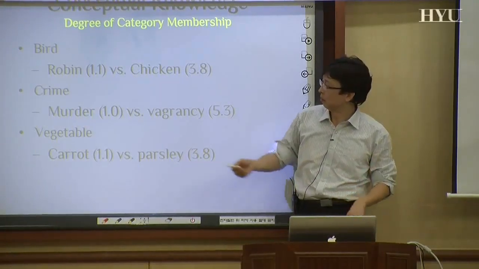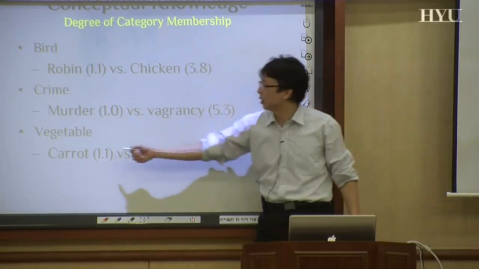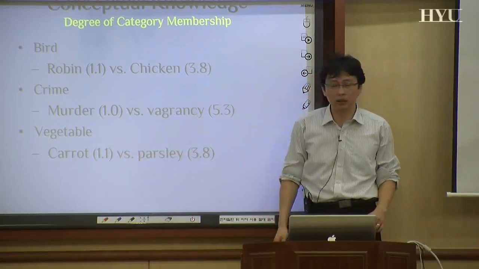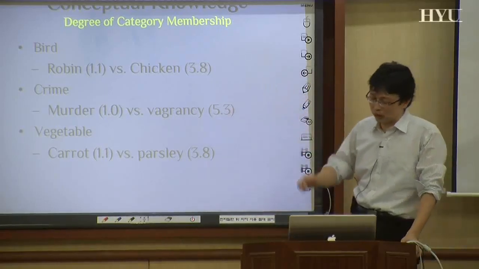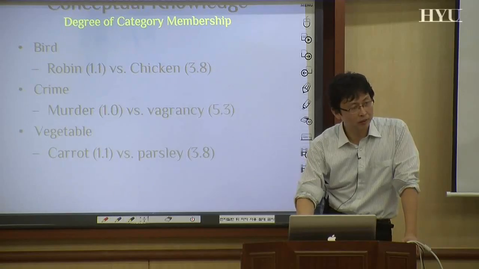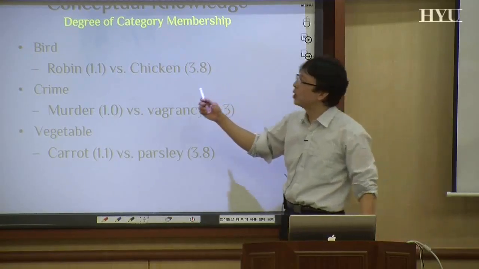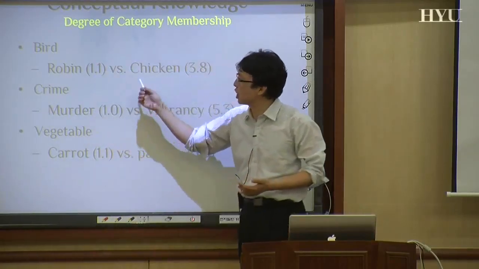And crime is murder, vagrancy is a homeless thingy. So vegetable is carrot and parsley. I'm just changing that a little bit. Likewise, this one is a... Rosch's first experiment to define categorical membership. So people already have some kind of membership information for each item.